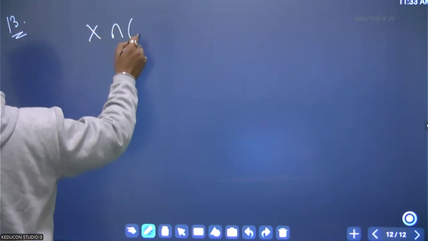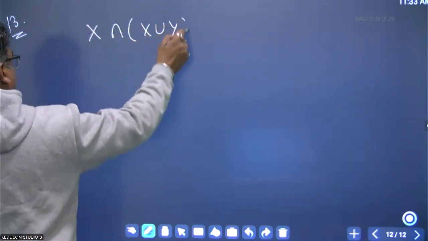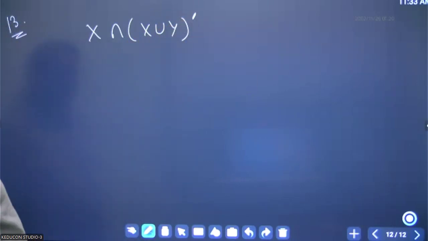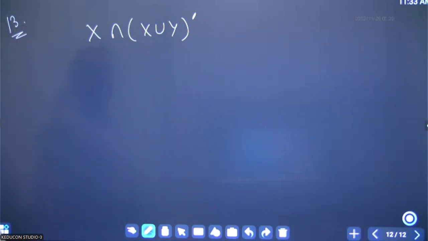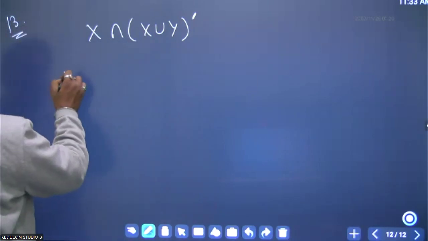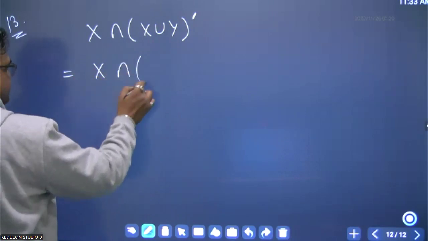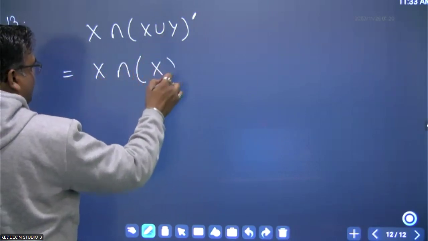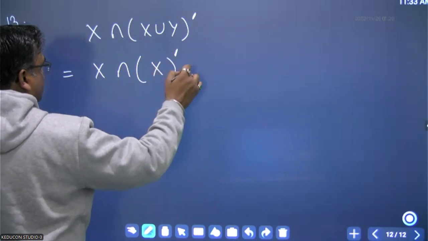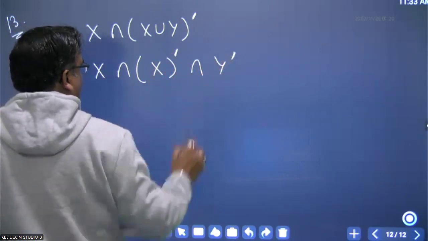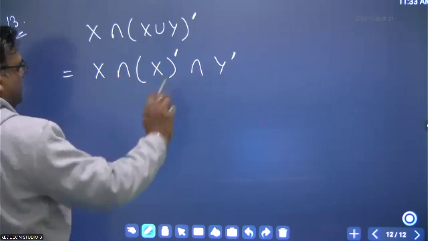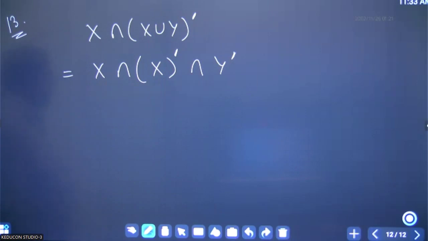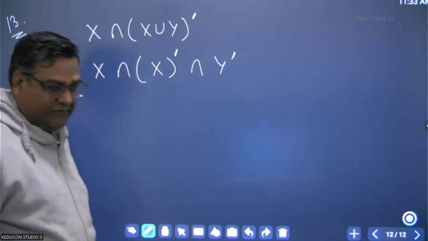X intersection X union Y complement, right? So it can be written as complement of X intersection complement of Y. So we have to find out what it will be.